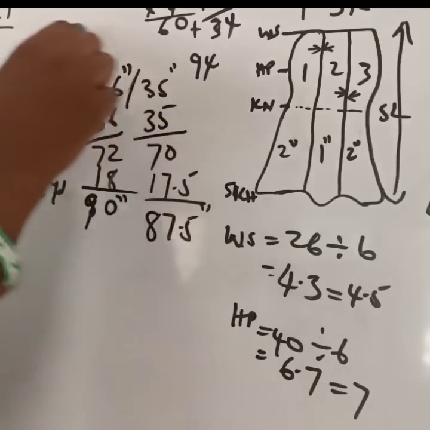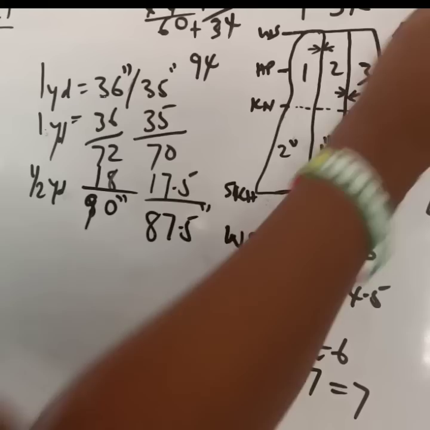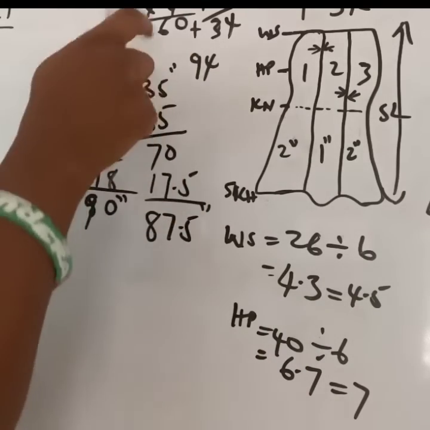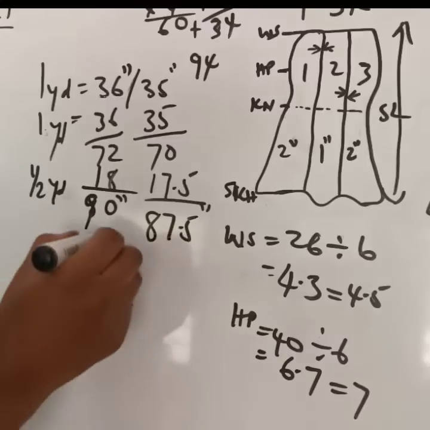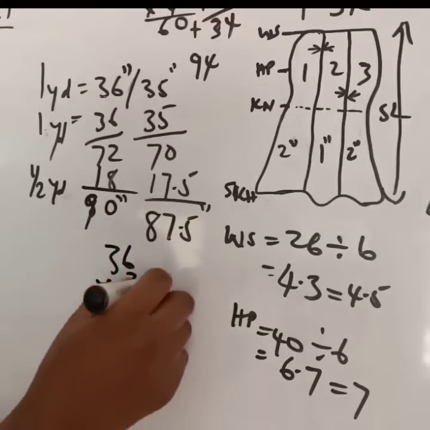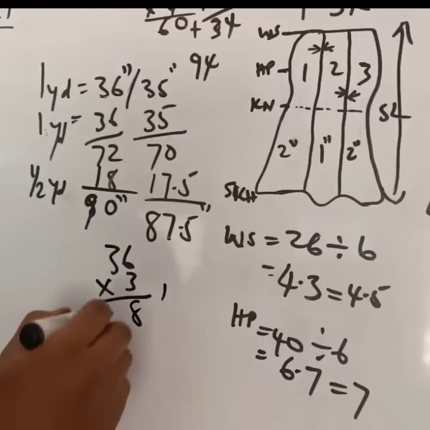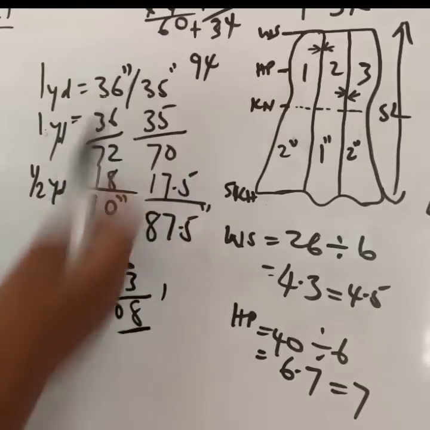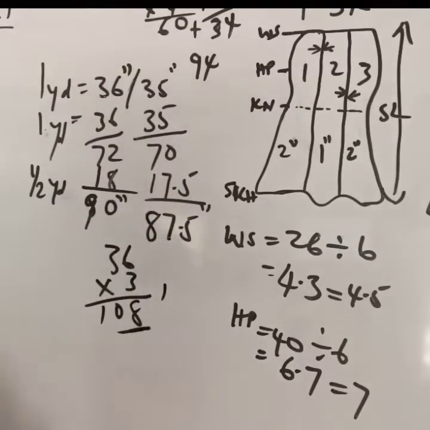But if you are going to make use of 3 yards of fabric, then you will be able to make the wideness of the skirt 15, because 36 multiplied by 3 will give us 108. So you will be able to make the wideness of the skirt 15. So that is how we decide the wideness of your skirt.